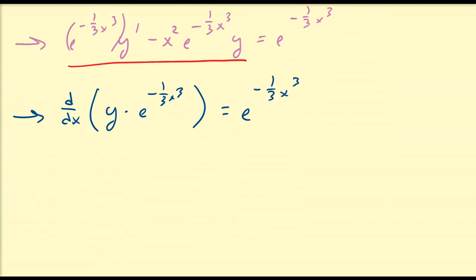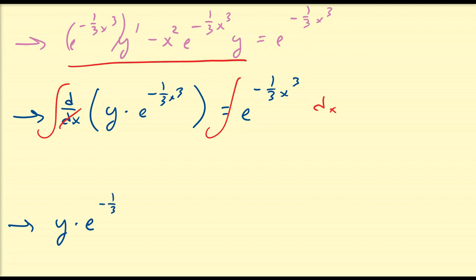So I can take the integral of both sides with respect to x, so that the solution to this differential equation is implicitly given by y times e to the 1/3 x cubed is equal to the antiderivative of e to the minus 1/3 x cubed dx.